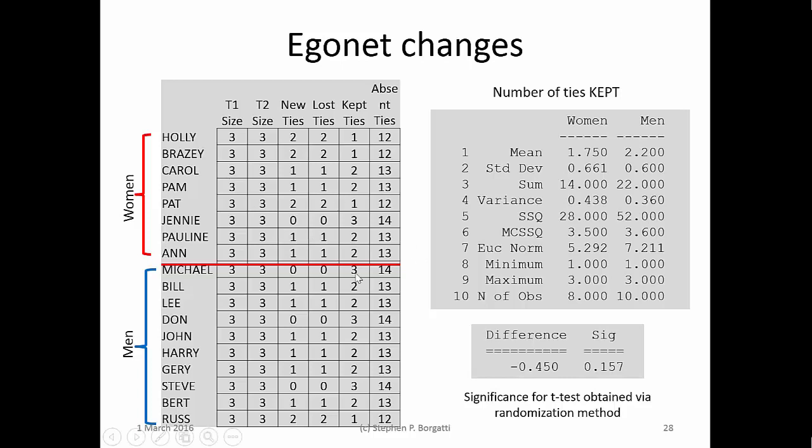And here I did the significance test using a permutation test, which you can do in UCINET. But frankly, I can't see any reason why you couldn't just do this in regular stats.